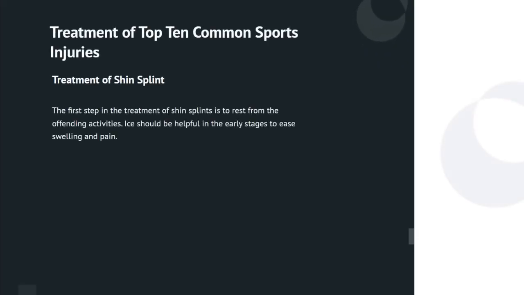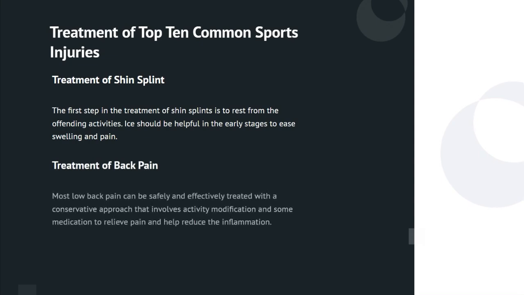Treatment of shin splint. The first step in the treatment of shin splints is to rest from the offending activities. Ice should be helpful in the early stages to ease swelling and pain. Treatment of back pain. Most low back pain can be safely and effectively treated with a conservative approach that involves activity modification and some medication to relieve pain and help reduce the inflammation.